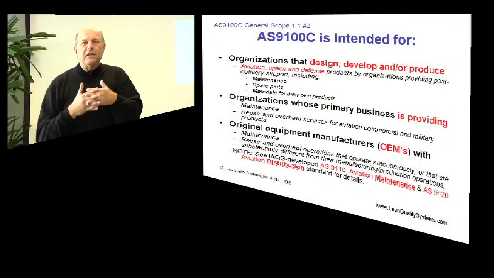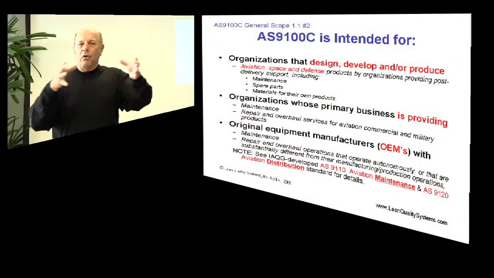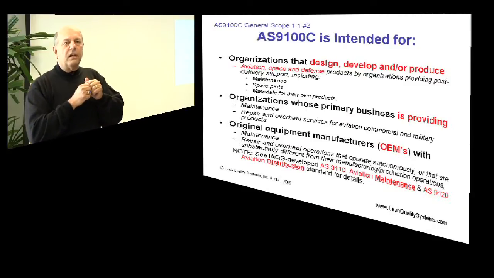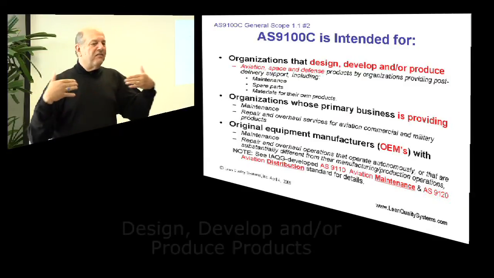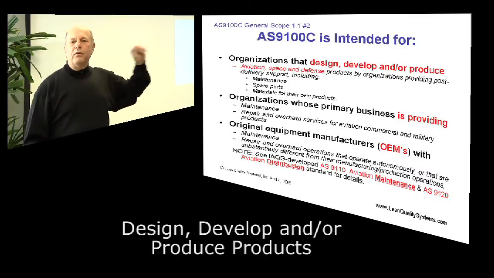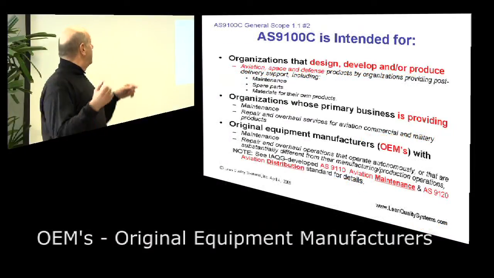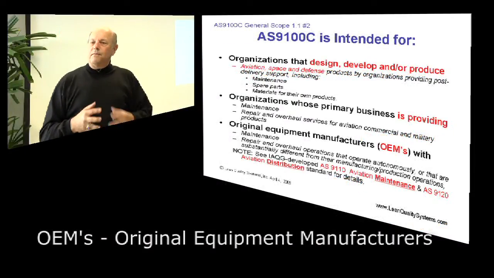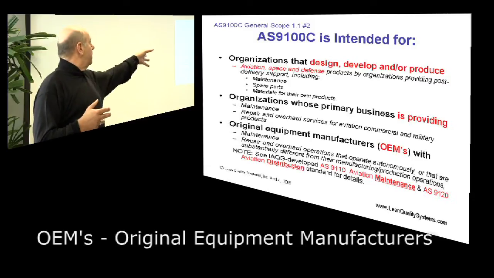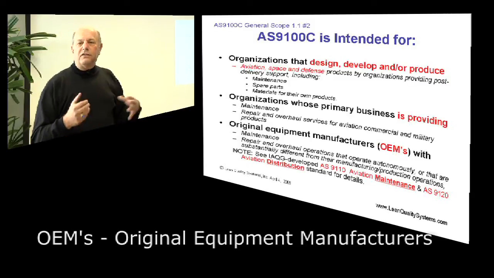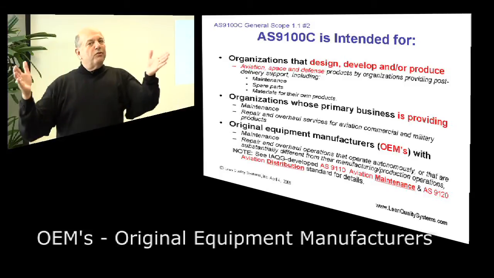Okay? So the intent of this standard is to deal with all organizations. But in particular, it's going to deal with organizations that design, develop, and produce products, and they maintain it and so forth. All this, anything relating to that. The next intent is any organization whose primary business is providing maintenance to these products. Okay? And the third one is OEMs, original equipment manufacturers, same thing. So you can see it covers the whole spectrum.